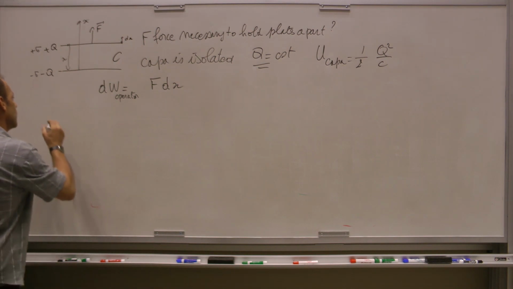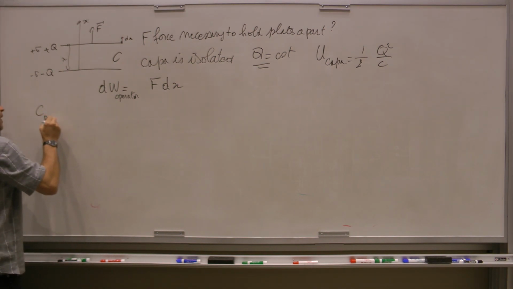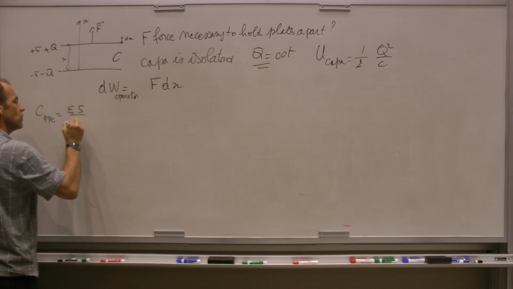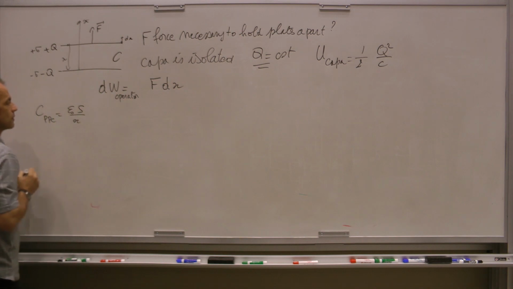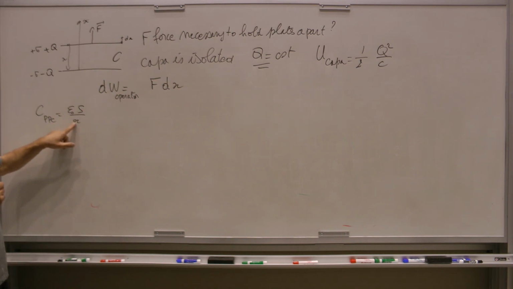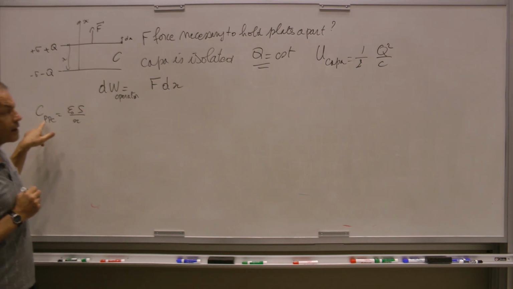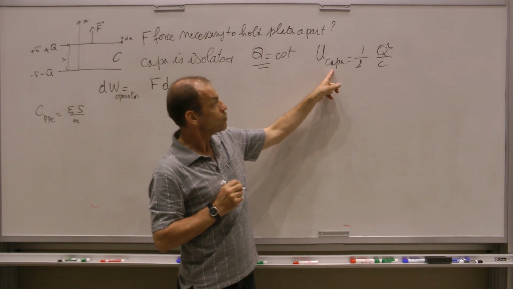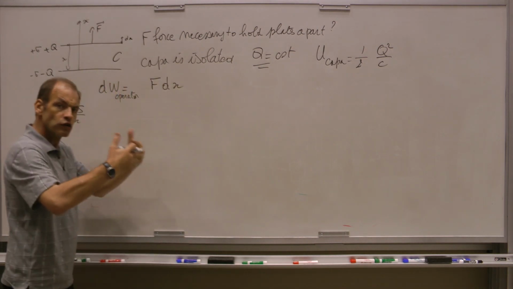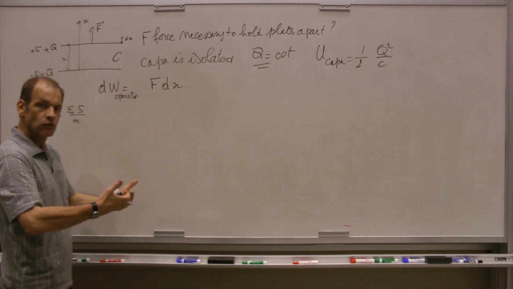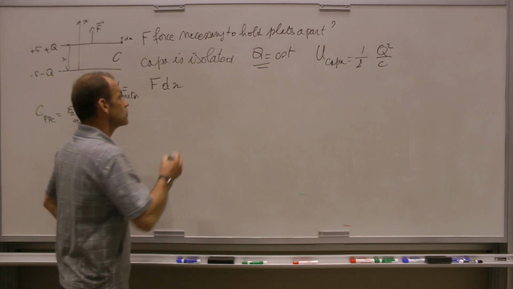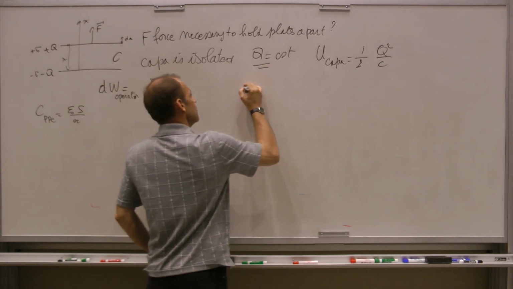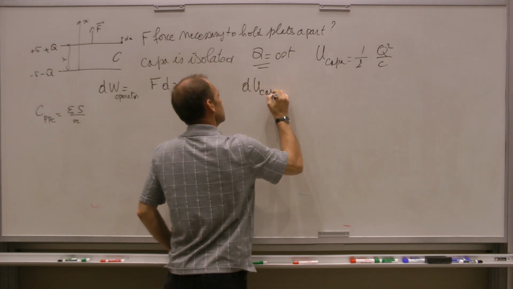If you remember, for a parallel plate capacitor, C is equal to epsilon 0 S over the spacing d, or call it x. So as x increases, capacitance goes down. Capacitance goes down, the electric potential energy held by the capacitor goes up. So by doing work on the capacitor, I increase its energy. And by how much? Well, I create a certain amount of dU of the capacitor.